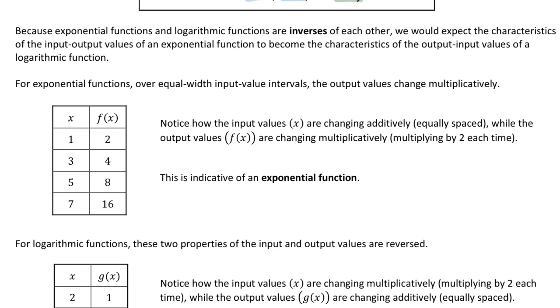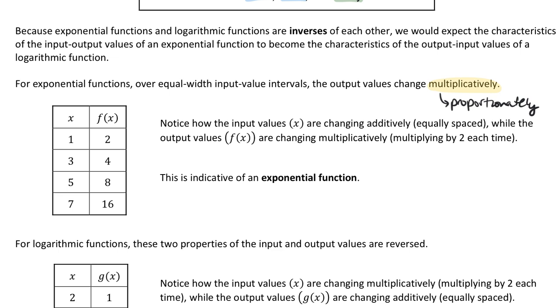For exponential functions over equal length input value intervals, the outputs change multiplicatively. That means proportionally. You can use either word. I don't know why I don't just use multiplicatively, because I would probably spell that one correctly more often. But this is the same as saying that it changes proportionally. This is what we learned previously.